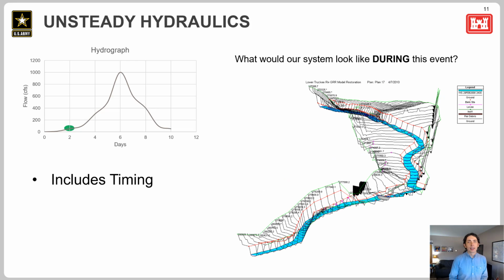Unsteady hydraulics is the exact opposite. We have that timing. We see the river rise and fall. We can see from the hydrograph here that it does start down low. It's going to go back up, peak, and come back down. This is what would our system look like during the event. This is the kind of hydraulic data we need to do agricultural and life loss computes.